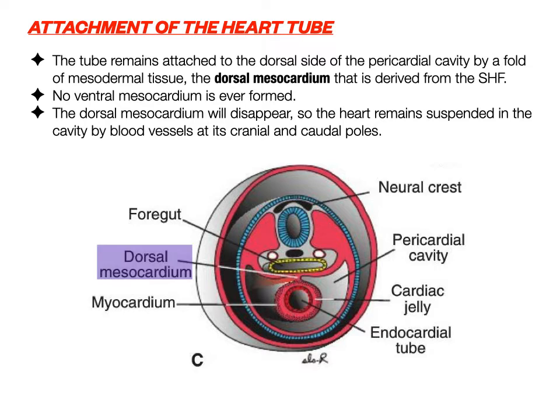Remember that the dorsal mesocardium arises from the secondary heart field and that a ventral mesocardium is never formed. So later on, that dorsal mesocardium will also disappear, so the adult heart is suspended in the thoracic cavity, only attached by the great vessels coming in and out of the heart.